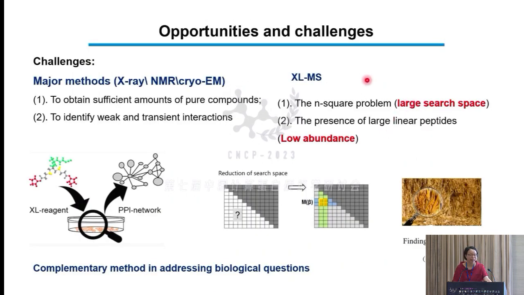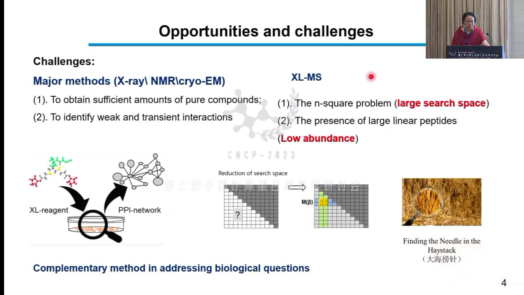Major methods including X-ray, NMR, and cryo-EM can provide high-resolution structure information. However, they need large amounts of pure compounds, and it's hard for them to identify weak and transient interactions. XL-MS can be used in a mixture sample, and it has become a complementary method to address biological questions that other methods cannot answer. However, there are still some challenges for XL-MS.